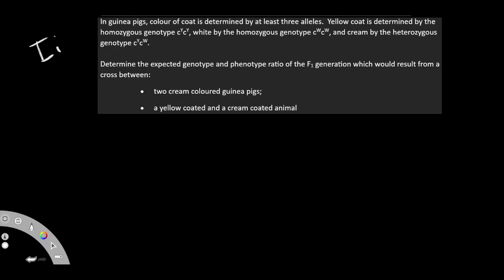Let's do another for incomplete dominance. Give this a try on your own. Pause the video and then resume only when you're done. Okay, so they give you a little bit of a legend up here. It's saying to determine the genotypic and phenotypic ratios of just the F1 generation, okay?